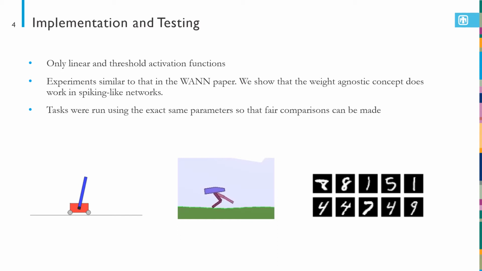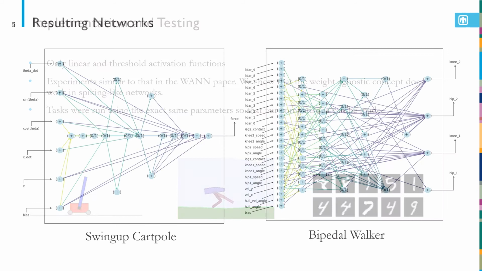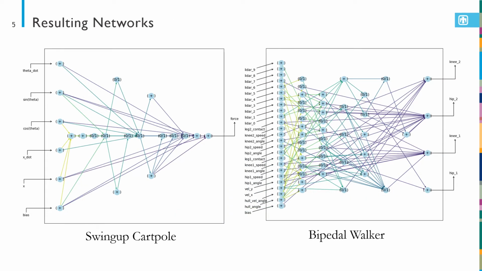To ensure a fair comparison, I ran 3 tests from the original WAN paper: the swing-up cart pole and bipedal walker tasks from OpenAI Gym and MNIST classification. We can see the resultant topologies for 2 of the tasks here. A simple approach could have used a fully connected neural network, but instead we see the outputs of the spiking WANs to be a sparse topology.